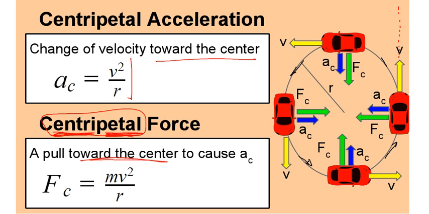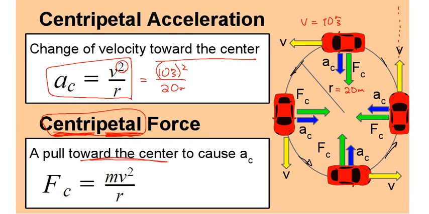The centripetal acceleration is v squared over r. And I'll make up a number here for you. Let's say that the speed of this car is 10 meters per second. And let's pretend that the radius of the curve here is 20 meters. So with those numbers, you can see that it's really easy to calculate the centripetal acceleration. I just go v squared. That would be 10 meters per second. Don't forget to square it, right? And then divide by the radius, 20 meters.